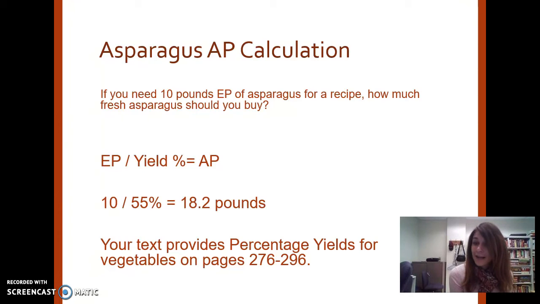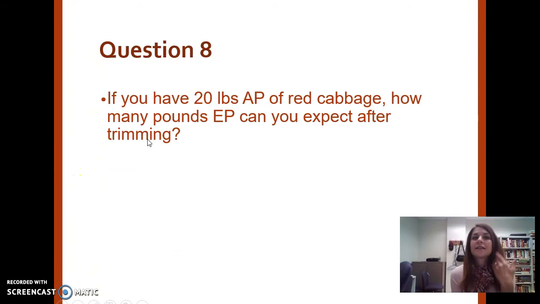So knowing that, in order to get 10 pounds of usable product, as kitchen managers, chefs, or just restaurateurs, we would need to purchase 18.2 pounds of this product to get what we actually need. Does that make sense? So it kind of takes the guessing game out of purchasing, and it really makes you be way more efficient as an actual restaurateur.